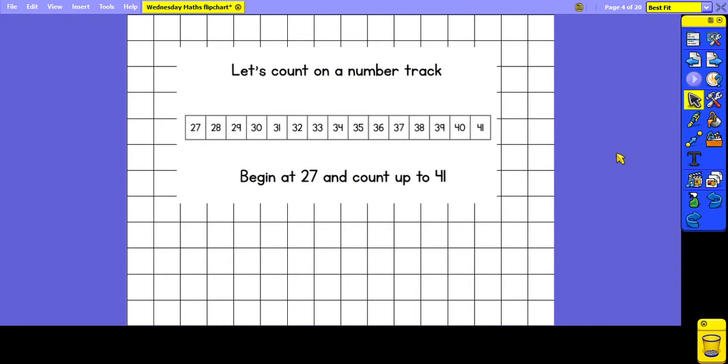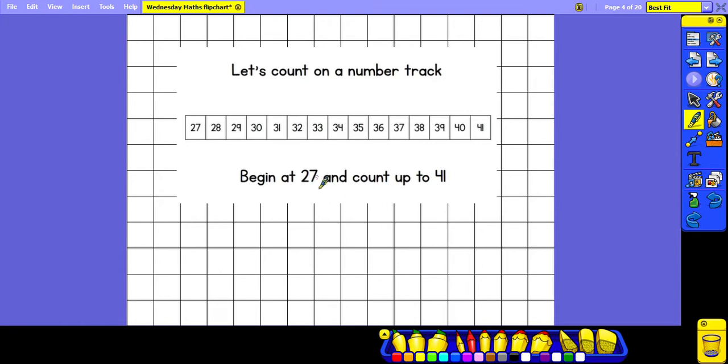Now we're going to do some counting on a number track, and we have got to begin at 27. And we are counting up to 41. So let's count together. 27, 28, 29, 30, 31, 32, 33, 34, 35, 36, 37, 38, 39, 40, 41.